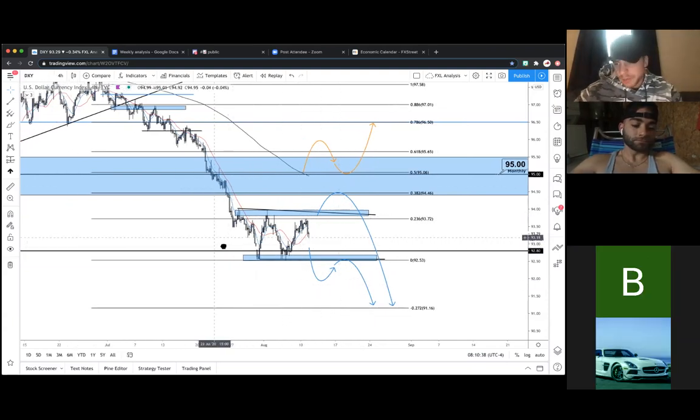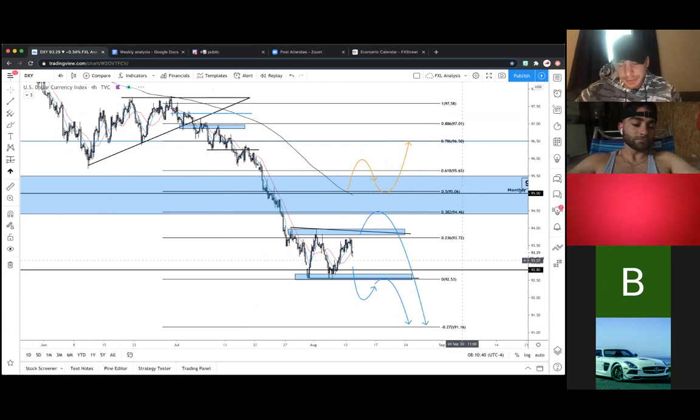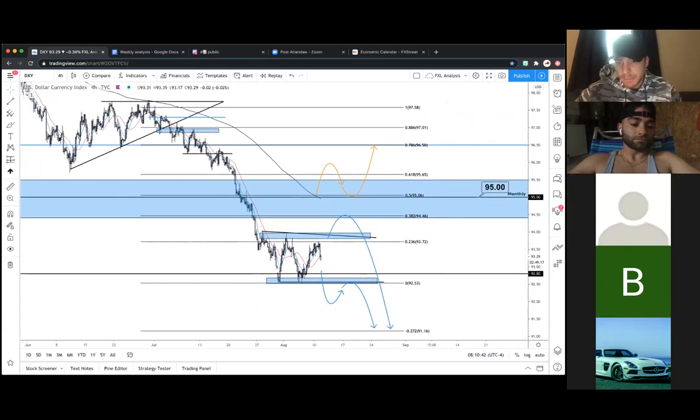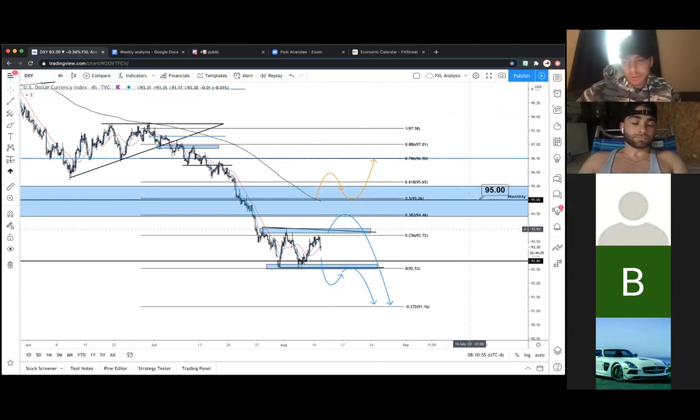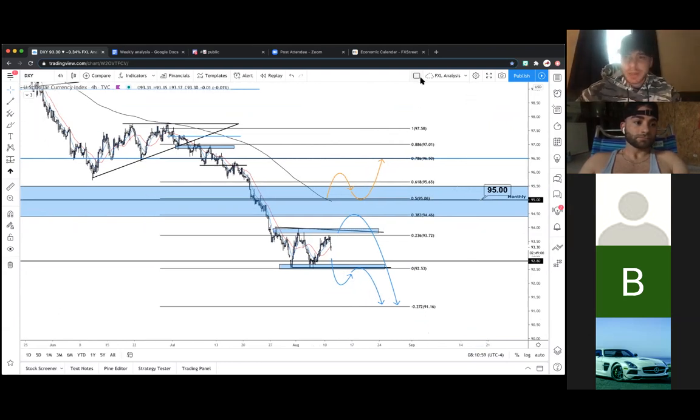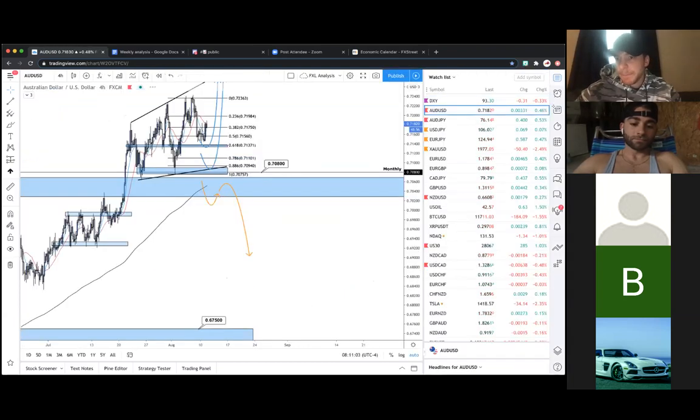Okay. And for us to consider long opportunities, for us to consider a bullish dollar, we need to get back above this monthly, right? And we need to see this confirmed as a break to the upside again in the form of higher lows. We want a lot of higher lows above this zone before we can even consider any true bullish movement on DXY, okay? So that is the US dollar. Let's move on to AUD USD.